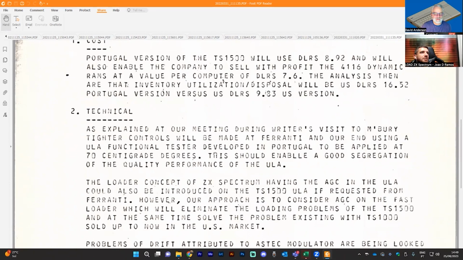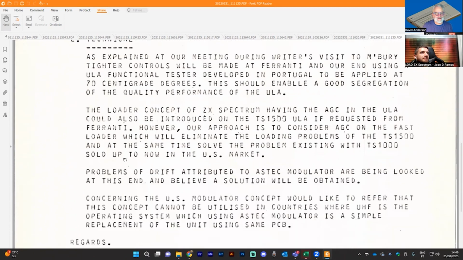Oh, okay. So they're going to do a good segregation of quality. They're going to take Ferranti parts and test them for the ones that are better performing. Yeah.